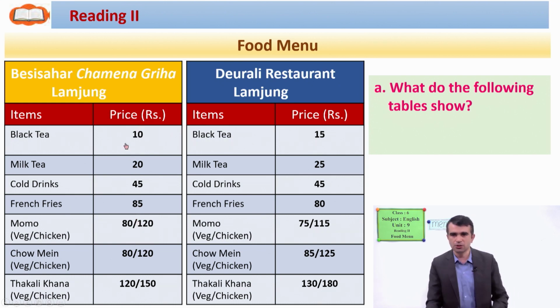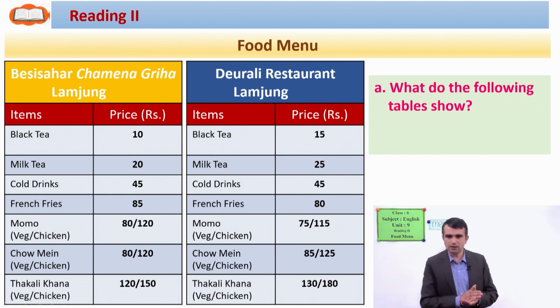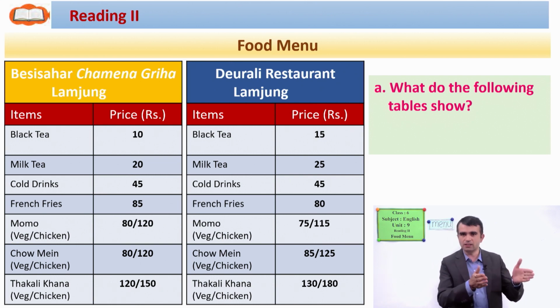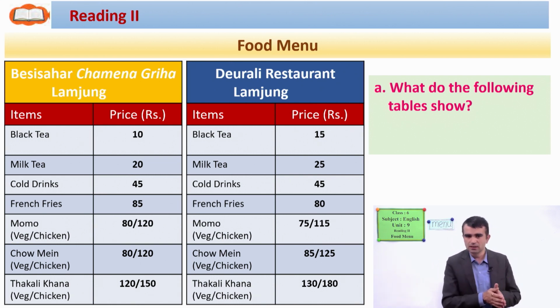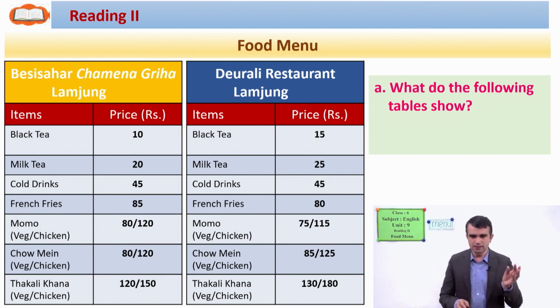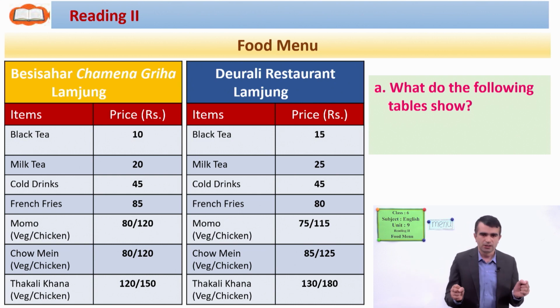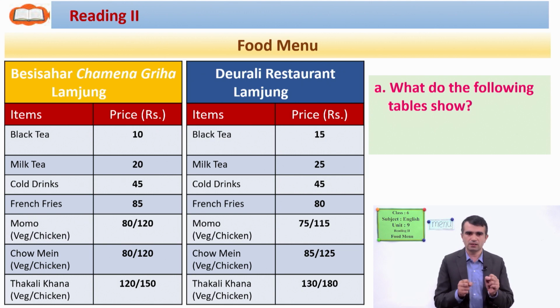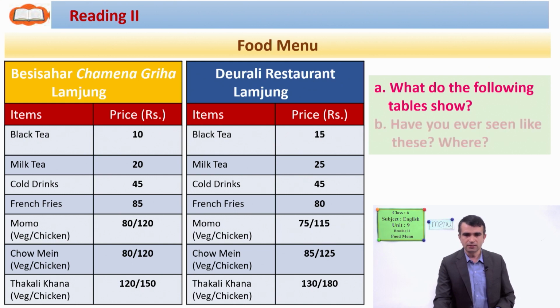So you can see here in the table, what can you say now? What can you see? Yes, on the top you can see the name of the hotel or restaurant, and below it, items, and then their prices. So today we are going to read those prices and items and compare their prices.